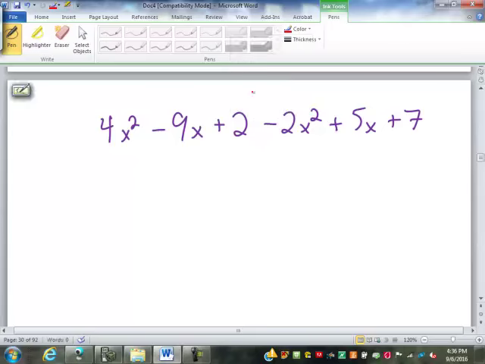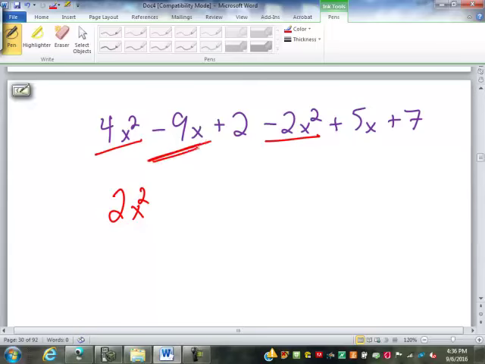So if I'm looking at something like this and I want to combine, what can I combine? Well, 4x squared, is anything combined with that? Negative 2x squared, which makes what? 4 and negative 2 make 2. And it stays x squared. When I add or subtract, I keep the same name.